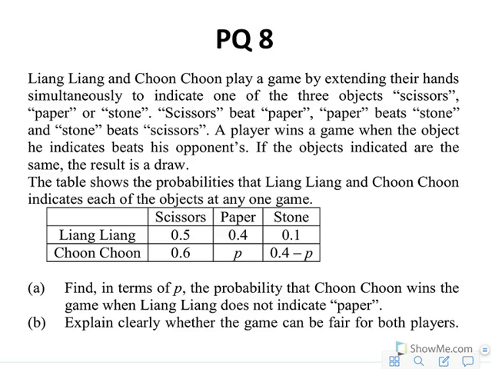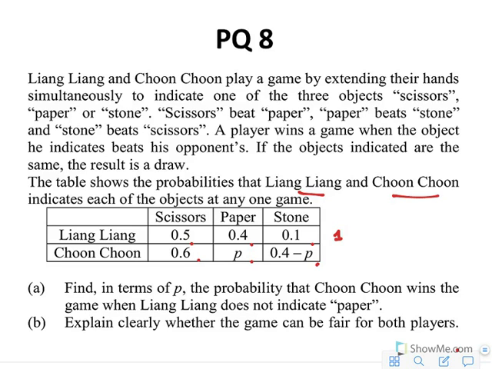The table shows the probabilities that Liang Liang and Chun Chun indicate each of the objects in any one game. The probability of Liang Liang indicating scissors is 0.5, paper is 0.4, and stone is 0.1. You see it adds up to 1. For Chun Chun, scissors is 0.6, paper is p, and stone is 0.4 minus p.